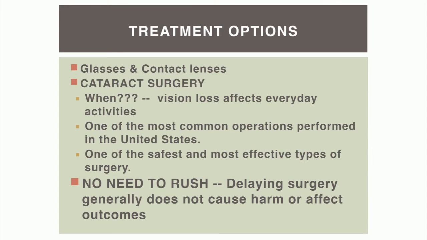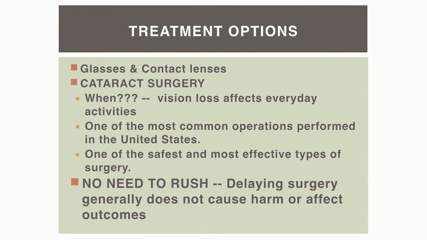So what are your treatment options? Well, just like with keratoconus, your treatment options begin with a discussion about glasses and contact lenses. So when do we do cataract surgery? Well, we talk about cataract surgery really as an option when the vision loss due to the cataract starts to affect your everyday activities, and that's different from one person to another.